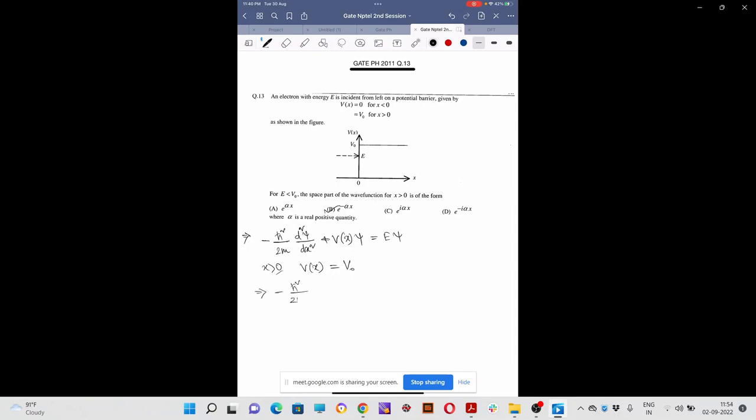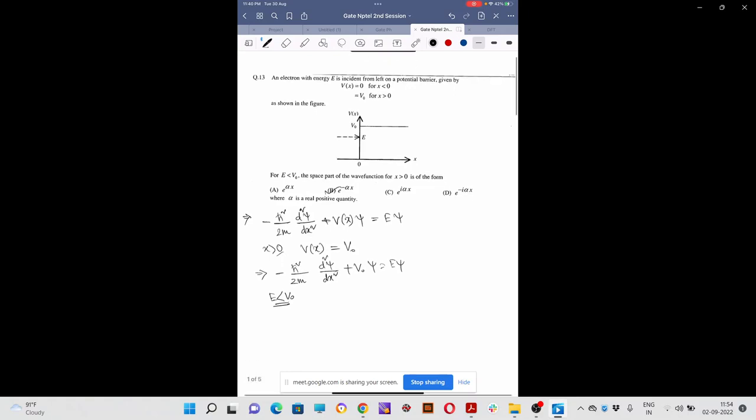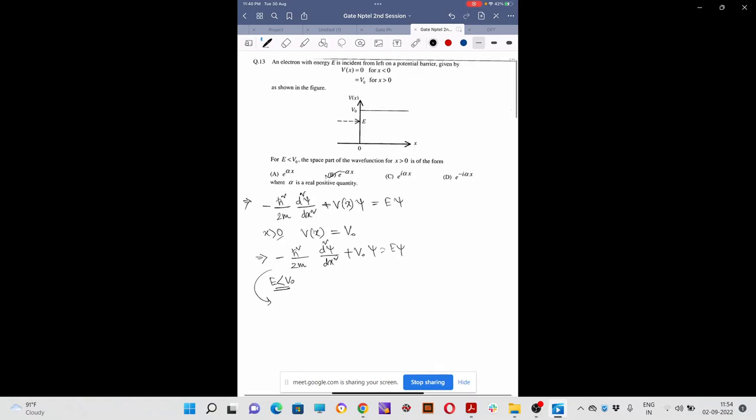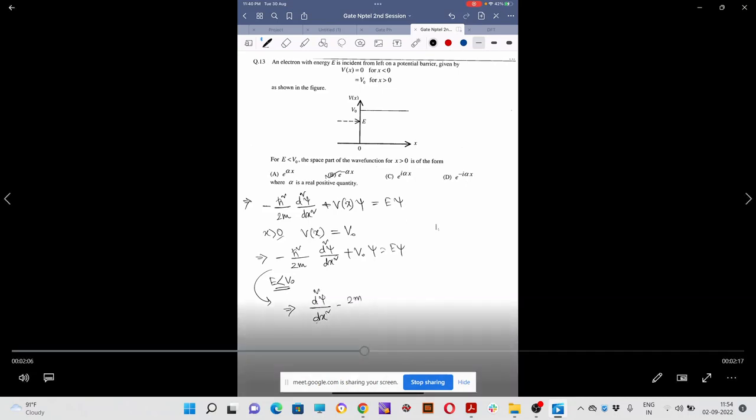What we find is d2 psi dx2 plus V0 psi equal to E psi. Here we have given that E is less than V0. We have to keep this in mind. So now let's solve this. We will multiply by minus 2m by h bar square on both sides. So minus 2m by h bar square V0 psi.